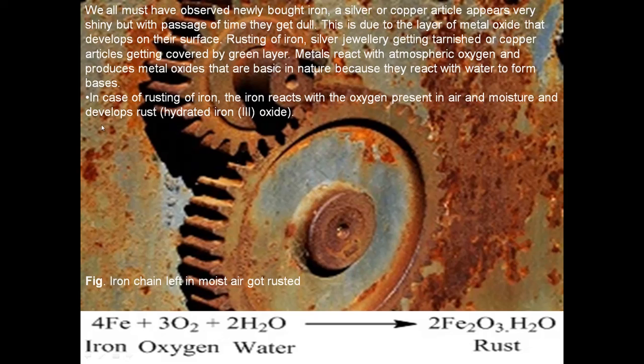form bases. In case of rusting of iron, the iron reacts with oxygen present in air and moisture and develops rust. Rust is nothing but hydrated iron oxide. Here iron is getting converted into hydrated iron oxide. You can see in this equation, iron reacts with oxygen and water and it gives hydrated iron oxide, that is Fe2O3.2H2O. So this is called rust. It is chemically a new product that is obtained.